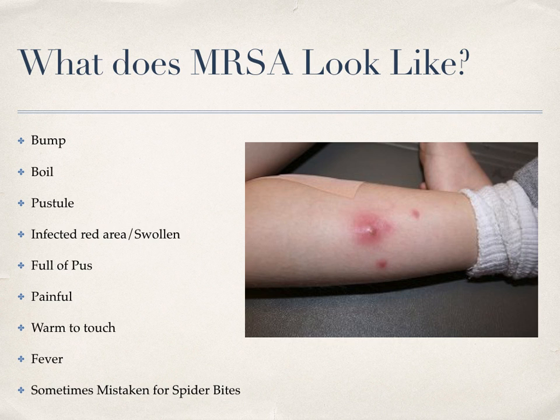What does an MRSA skin infection look like? Typically, it's a bump, boil, pustule, or infected area that is red and swollen, or full of pus. It may be painful and warm to the touch and accompanied by a fever. Sometimes MRSA lesions are mistaken for spider bites.